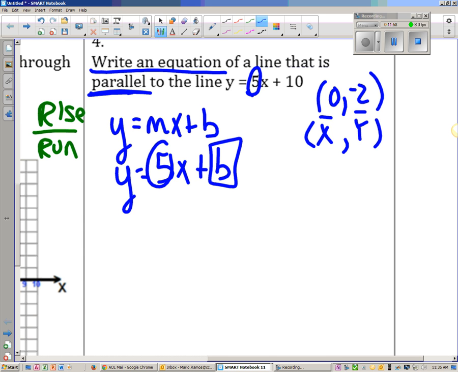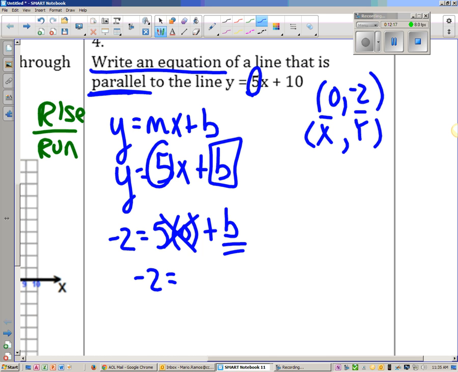So I'm going to substitute in my -2 for the y, and then I'm going to substitute in the 0 for the x, and I'm going to solve for b since we know this is our y-intercept. Okay, so -2, doing the arithmetic, 5 times 0 is 0, so that cancels out right there. So I'm left with that my y-intercept is -2. Well, your job was to write an equation that is parallel to y is equal to 5x plus 10.